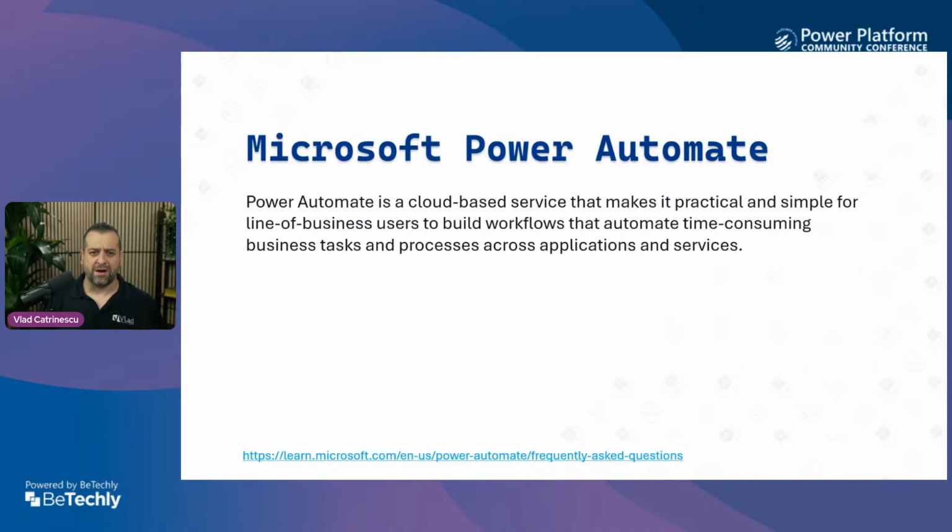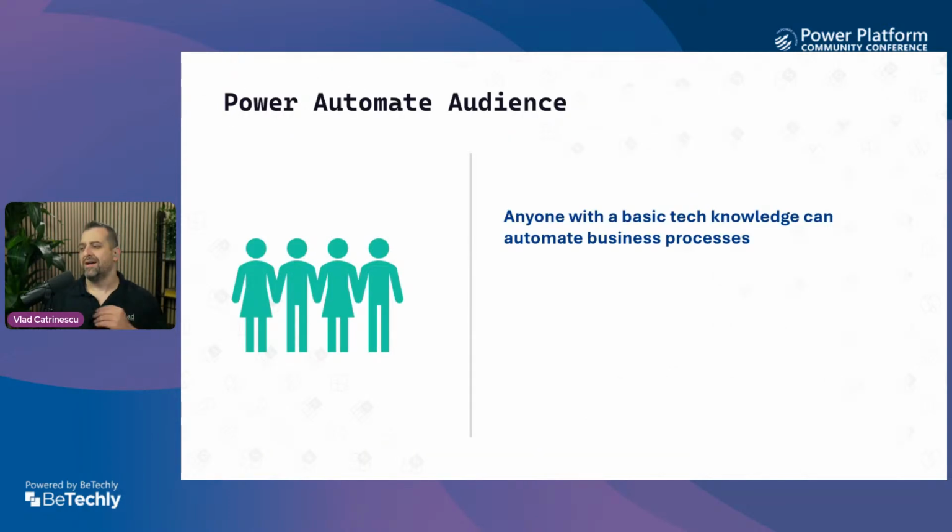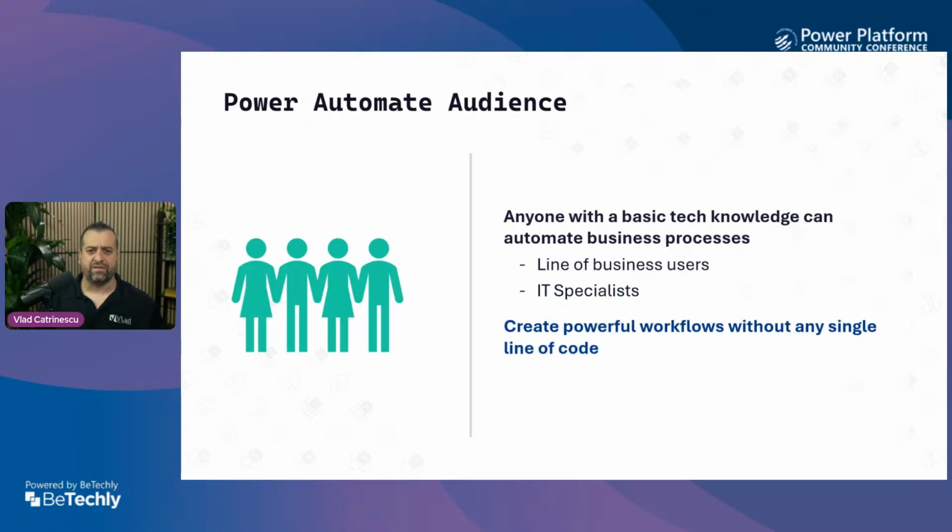So what is Power Automate? Power Automate is a cloud service that makes it practical and simple for everyone to start automating business processes. And what I love the most about it is that anyone with a basic tech knowledge can automate business processes, whether they are a line of business user or an IT professional. Power Automate allows you to create powerful workflows without any single line of code. Of course, developers can still take it to the next level, so you can do some crazy, amazing stuff about it, but today we only have 20 minutes, so we'll stick to the no-code part of it.